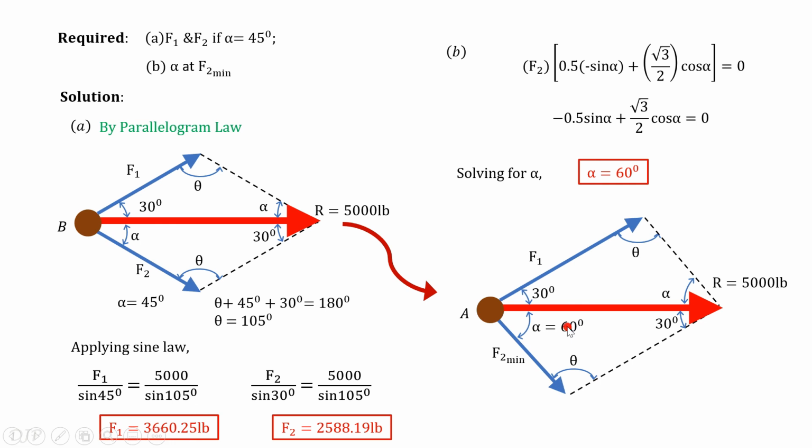From our solution, we can conclude that in order for one of the forces to be minimum, it should act perpendicular to the other force. The same goes with f sub 1. If f sub 1 is to be minimized, it should act perpendicular to f sub 2. Since, take note that 30 degrees plus 60 degrees is 90 degrees. So when you encounter problems similar to this one, you may use that rule of thumb to simplify your solution or to quickly solve the problem.